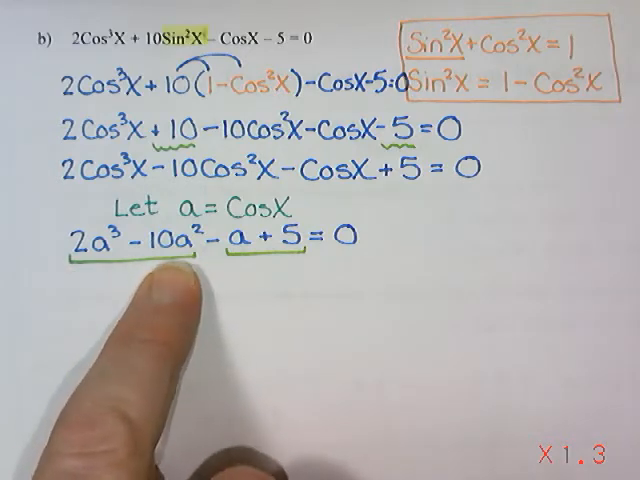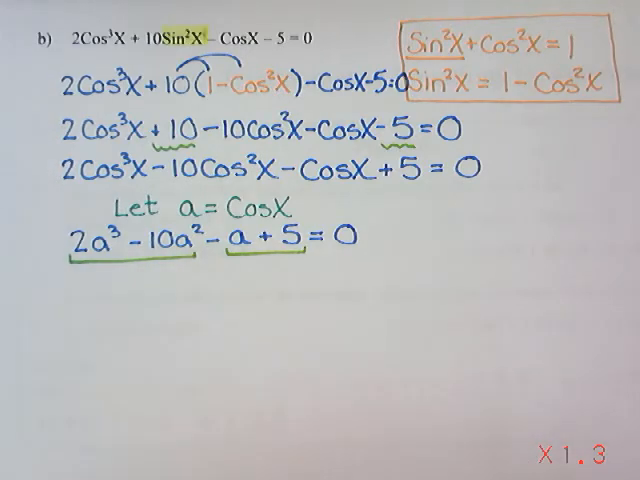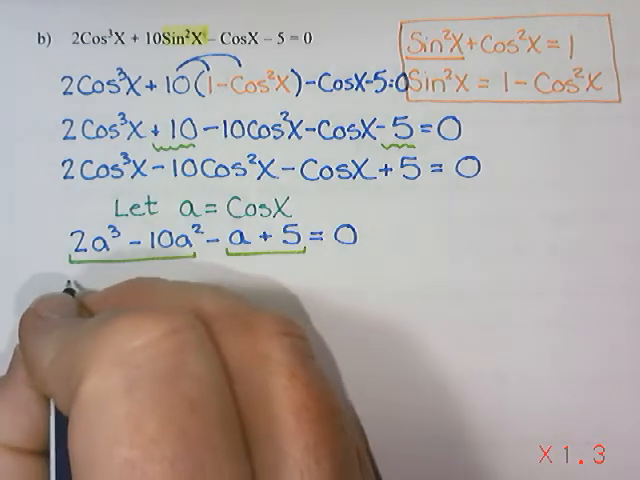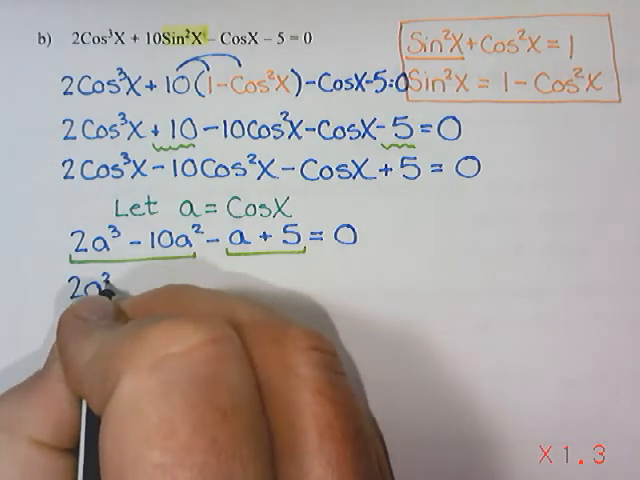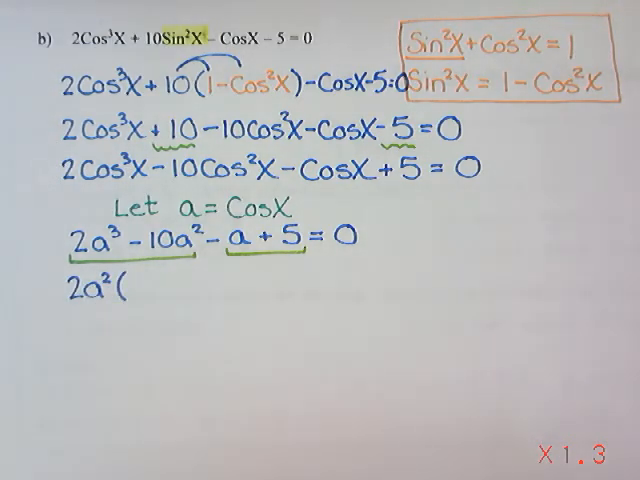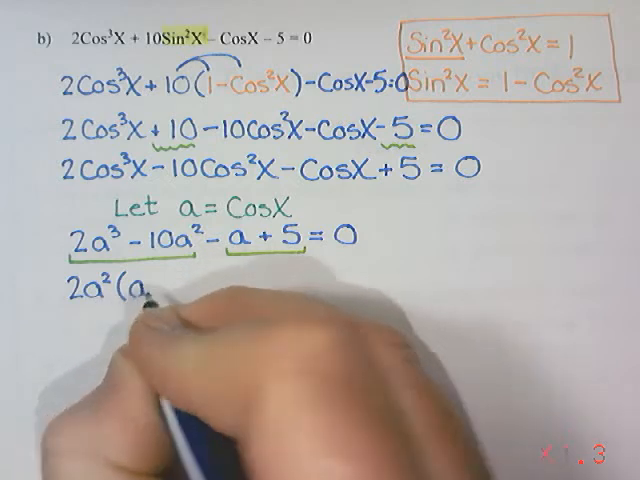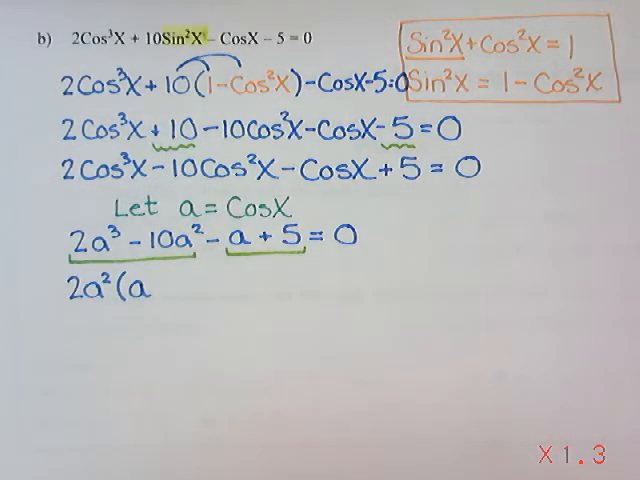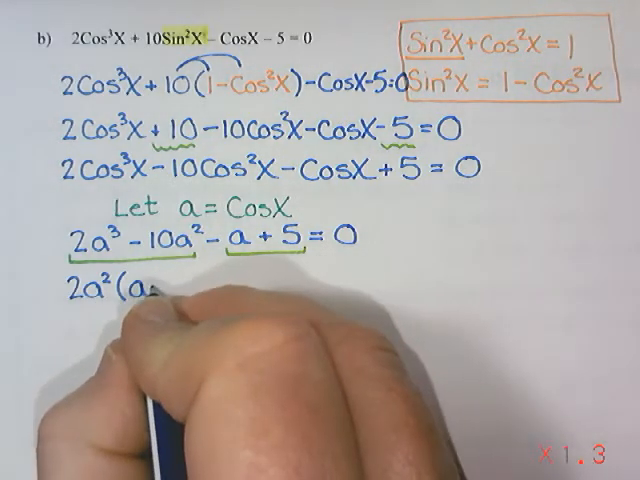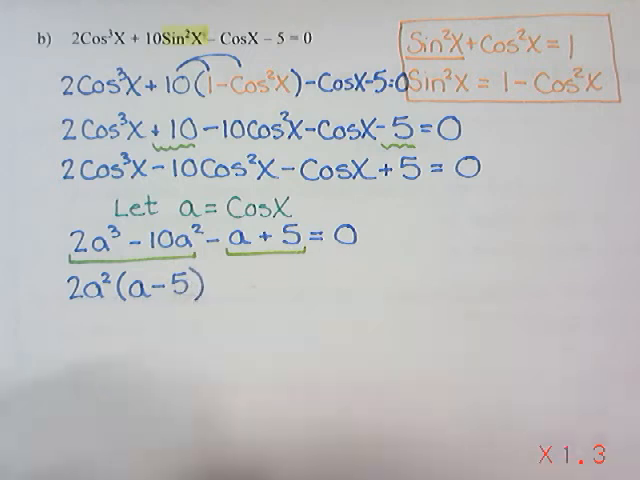First pair, both divide by 2 and a squared. And then 2a cubed divided by 2a squared is a. Negative 10a squared divided by 2a squared is minus 5.